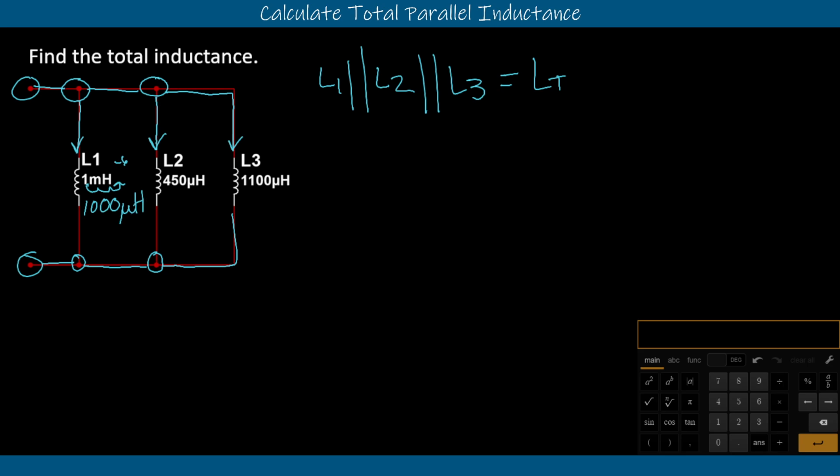Put that in our Desmos over here, into our 1 over 1 over equation for our parallel. So 1 over 1 over our first inductor, 1,000, plus 1 over our second inductor, 450, plus 1 over our third inductor, 1,100. So now our total parallel inductance, LT here, is equal to 242 microhenries. All right, let us know if you have any questions.